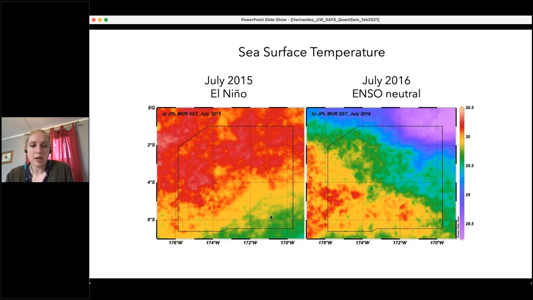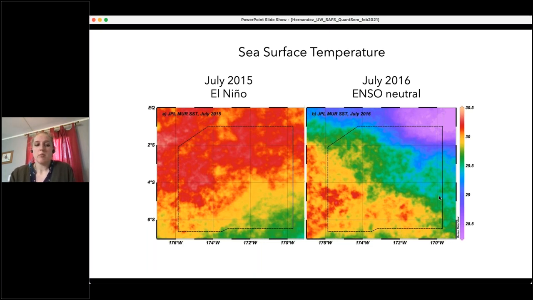The other important thing is that this temperature gradient flipped. So it's warmest in the north and then gets cooler towards the south in 2015, while in 2016, we see cooler temperatures in the northeast and then a warming gradient towards the southwest. These effects, both the difference and the flip in the gradient, are mirrored in the chlorophyll data. And we also saw way more biomass in 2016. So when it was in an ENSO neutral state, we saw much higher chlorophyll and really, really high plankton biomass, like 6 to 8 times as much biomass in the same standard net tow that we were doing.